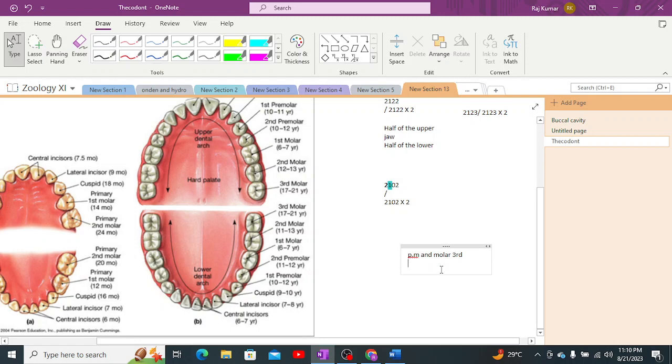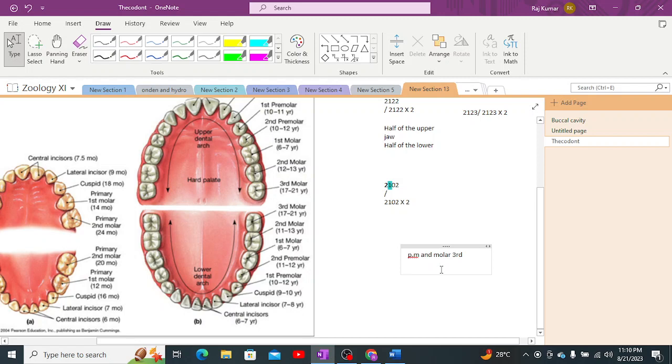So accordingly, what would be the dental formula for premolars and third molars, which are the monophyodonts inside the human teeth structure? Although the complete structure is diphyodont, there are some teeth which are monophyodont, which come once in a lifetime, such as premolars and third molars, which are present once in a lifetime.